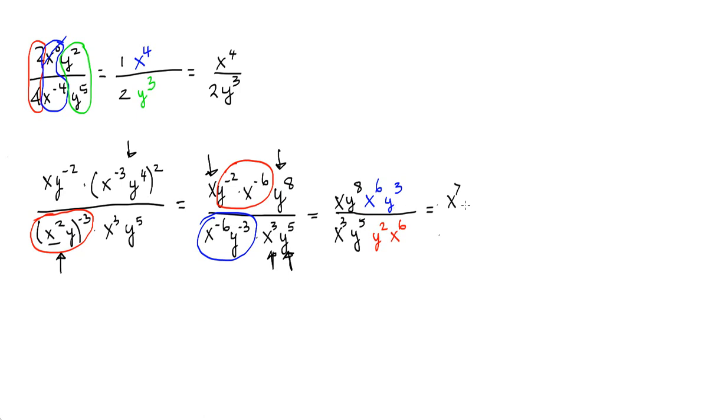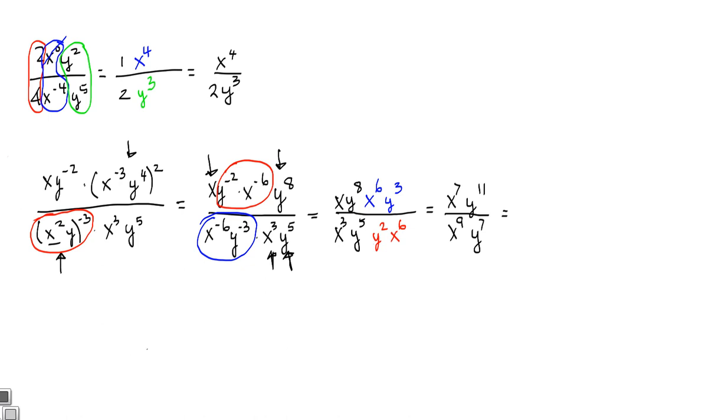Y to the 8th times y to the 3rd, add exponents, is y to the 11th. X to the 3rd times x to the 6th is x to the 9th, and y to the 5th times y squared, add exponents, is y to the 7th. So far so good? I hope so. And then use our quotient rule.